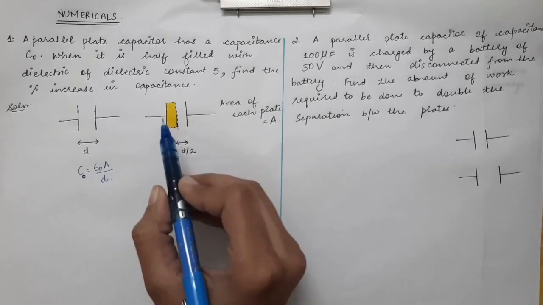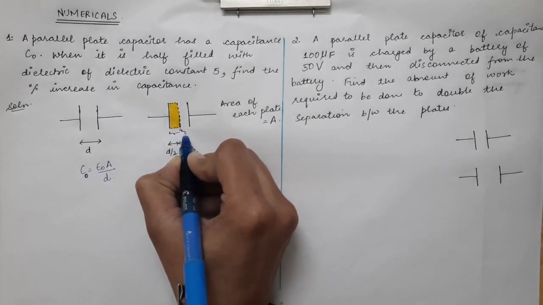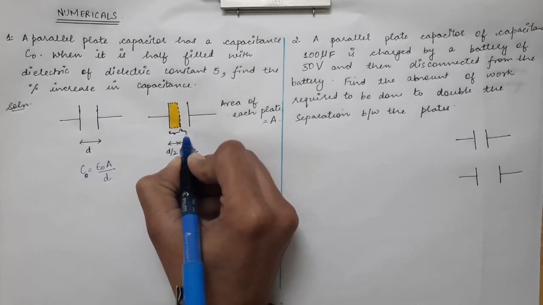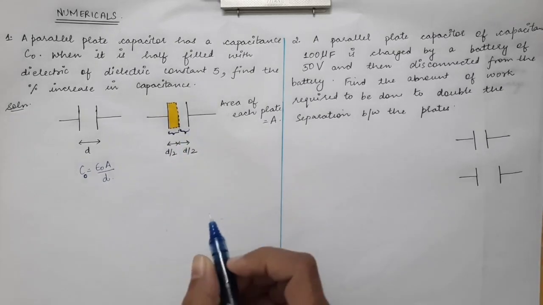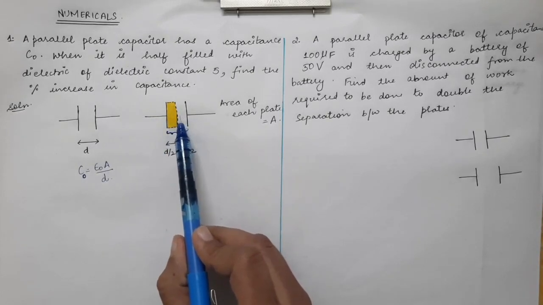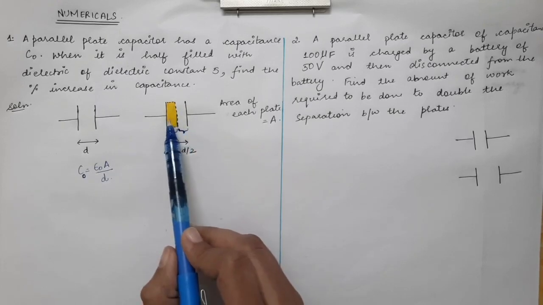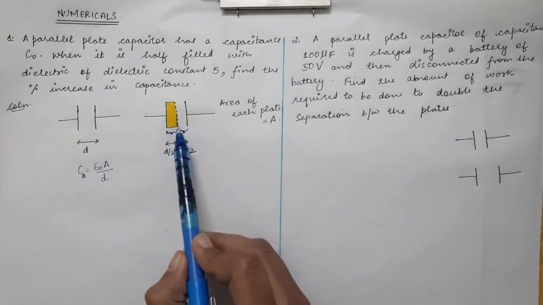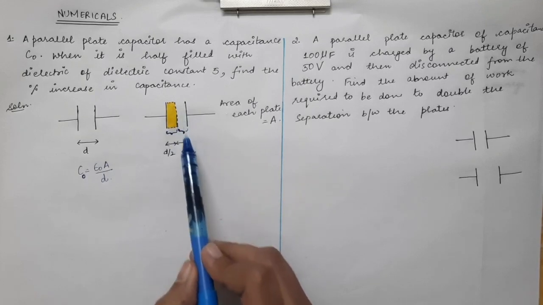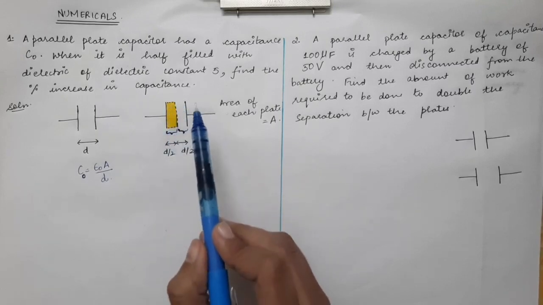Now we will find the capacitance of this first capacitor, then we will find the capacitance of this second capacitor. And it can be seen that these two capacitors are joined in series. So this is just a series combination of two capacitors. One is completely filled with dielectric and the distance between the two plates is d by 2, and the second is filled with vacuum, there is no medium, and the distance between the plates is d by 2.